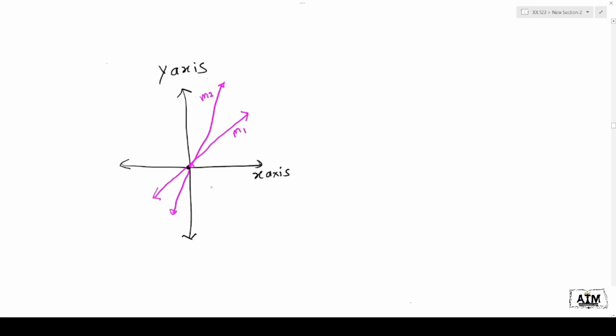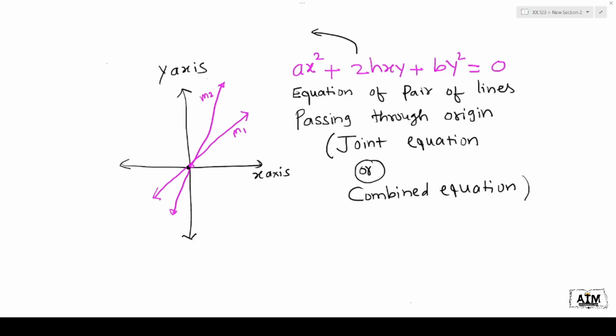Since both lines are passing through the origin, the standard equation of both the lines together is given by ax square plus 2hxy plus by square equals to 0. This is called the joint equation, also called the combined equation of a pair of lines.